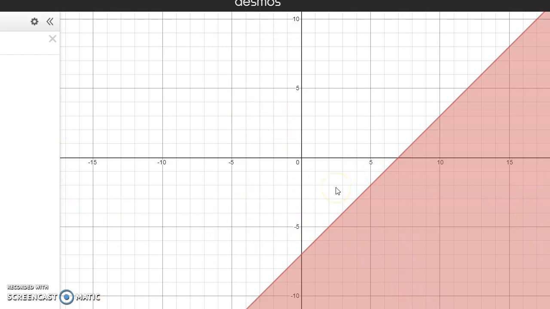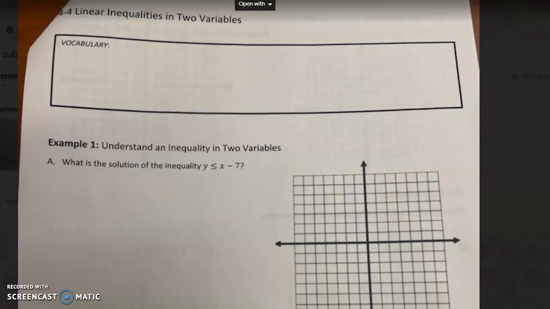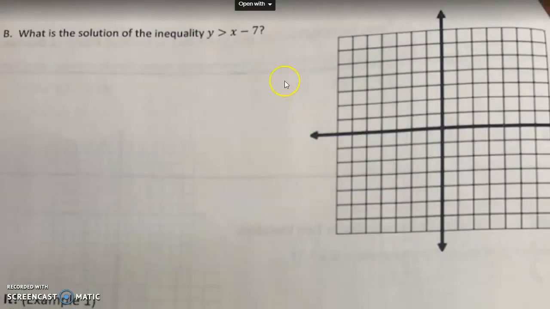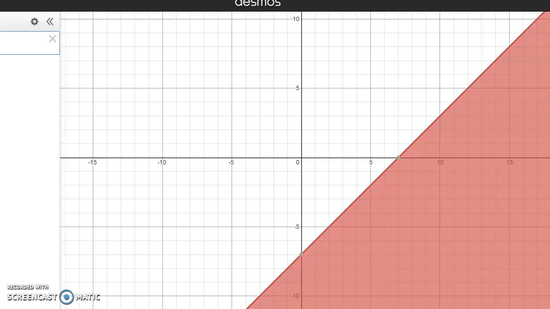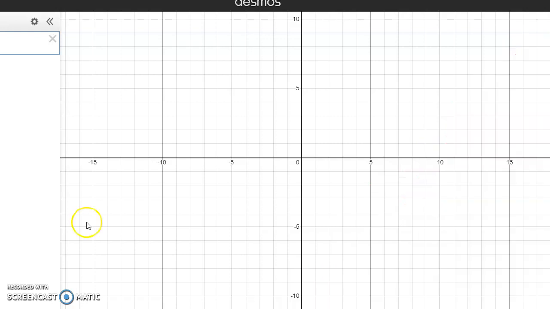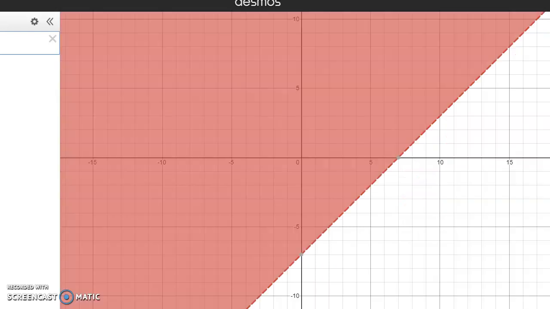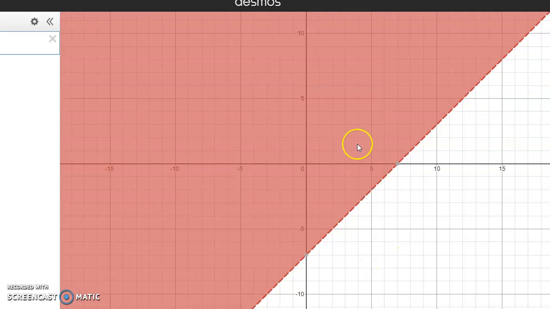The next one that I'm going to show you is, let's go back. I'm going to show you what this one would look like if it's just y is greater than x minus 7. So let's go back here, and I want to change the inequality to just greater than. Y is greater than. And then this pops up. Do you notice that the line is now dashed? That's because there's no equal to. So the dashed line again is here. You've got to keep an eye on the dashed line.